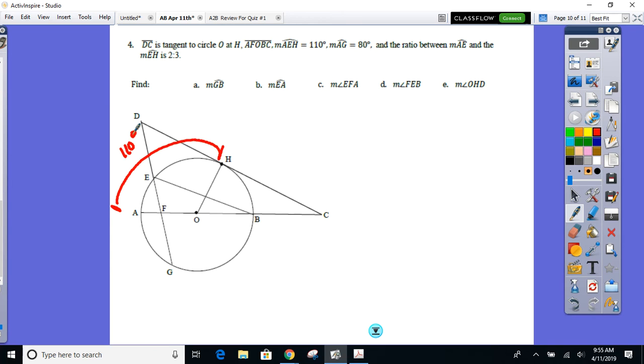AG, A to G, is 80 degrees. And the ratio from AE to EH is 2 to 3. So what do I write on arc AE? 2x, and EH gets a 3x.